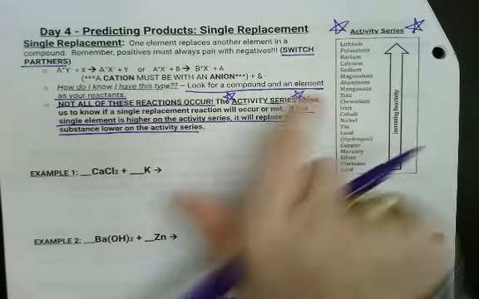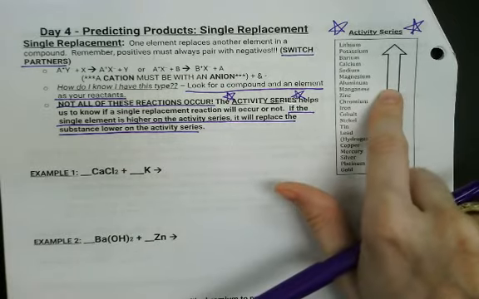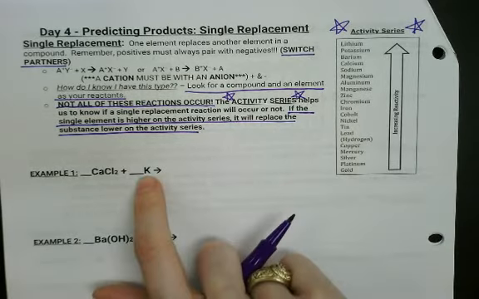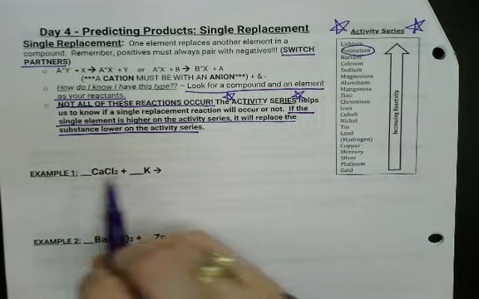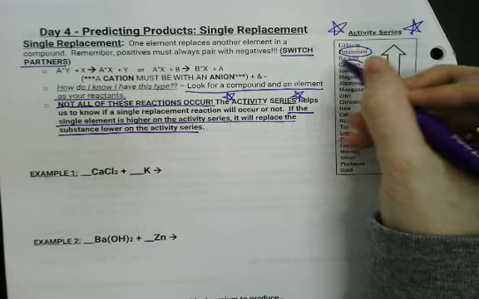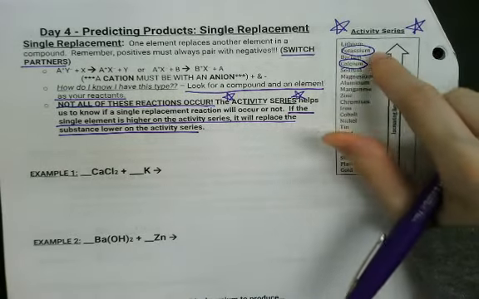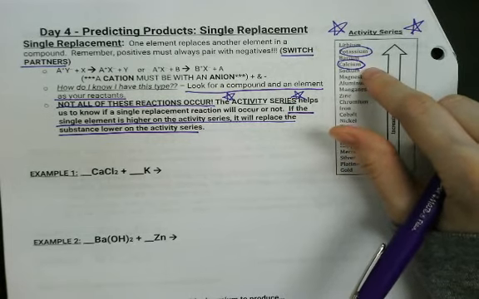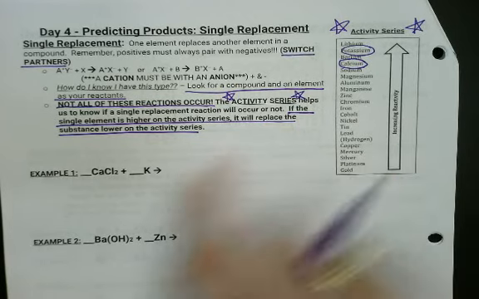So a compound and an element as our reactants tell me I need to be thinking single replacement. And in order to determine if this reaction will occur, I'm going to take a look at my activity series. I see that my single element, potassium, is higher than the element in my compound, calcium. Since potassium is higher than calcium on my activity series, it is going to replace calcium.